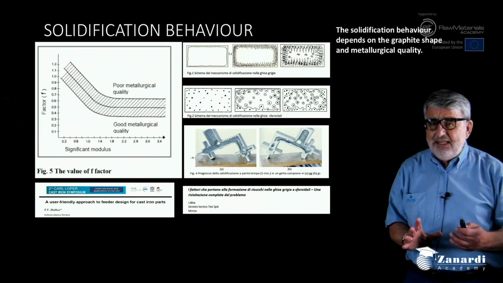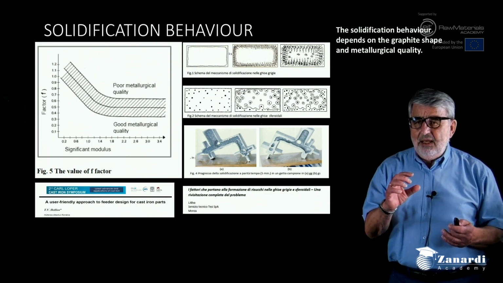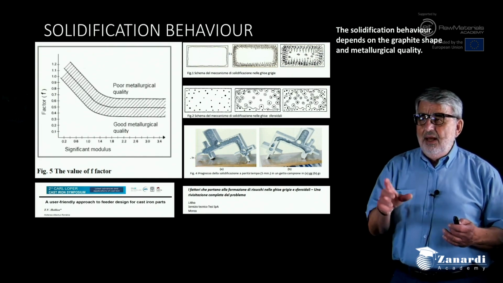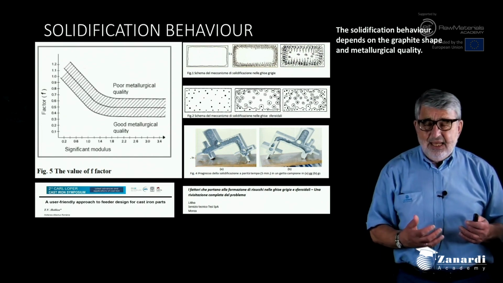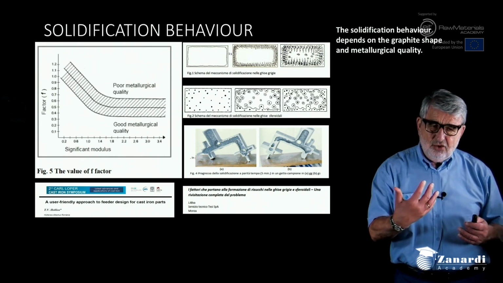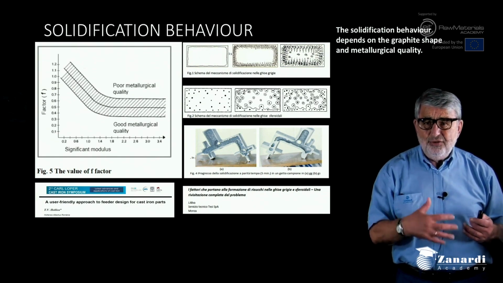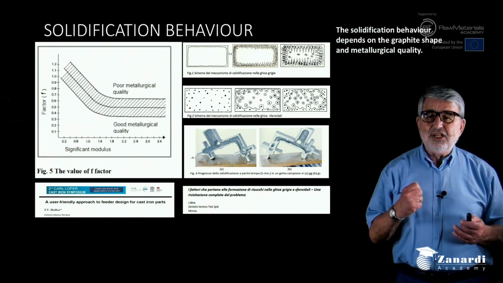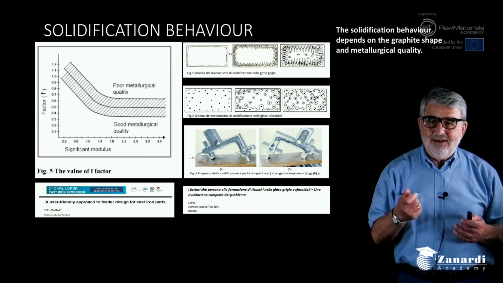For spheroidal graphite, the process is different. Around a graphite spheroid, we have a deposit of a solid austenite. And so the carbon diffusion from the liquid metal to the spheroid is given by a carbon diffusion through the solid austenite shell. And this is a slow process with a slow latent heat release rate.